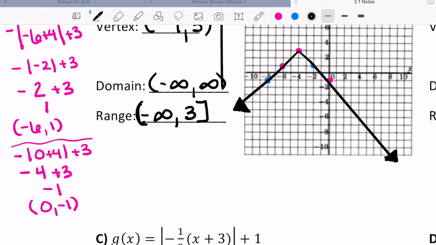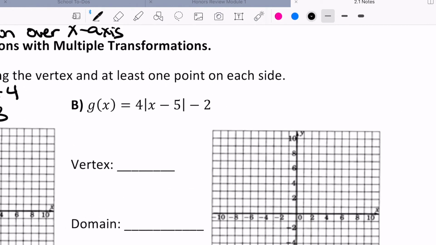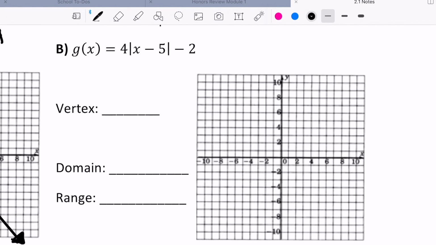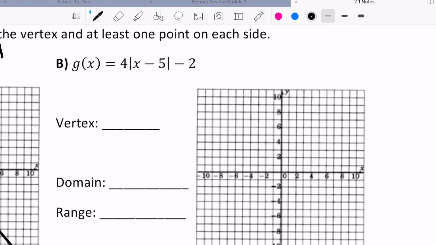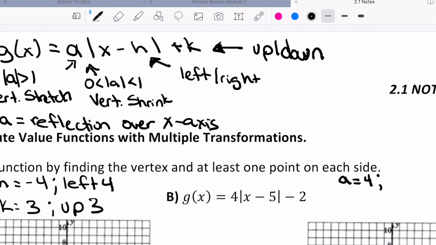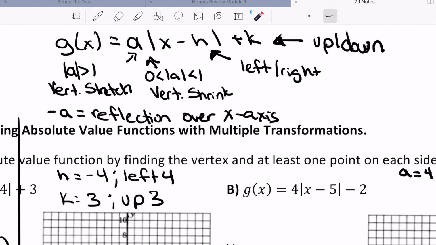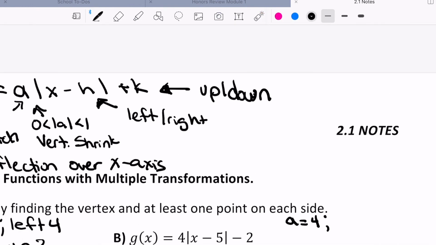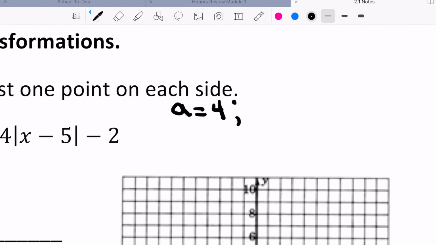Okay. All right, let's go ahead and try B. G of x equals 4 times the absolute value of x minus 5, minus 2. Let's start by identifying transformations. A is positive 4. Remember, if the absolute value of A is greater than 1, it is a vertical stretch. So I know this is causing a vertical stretch.